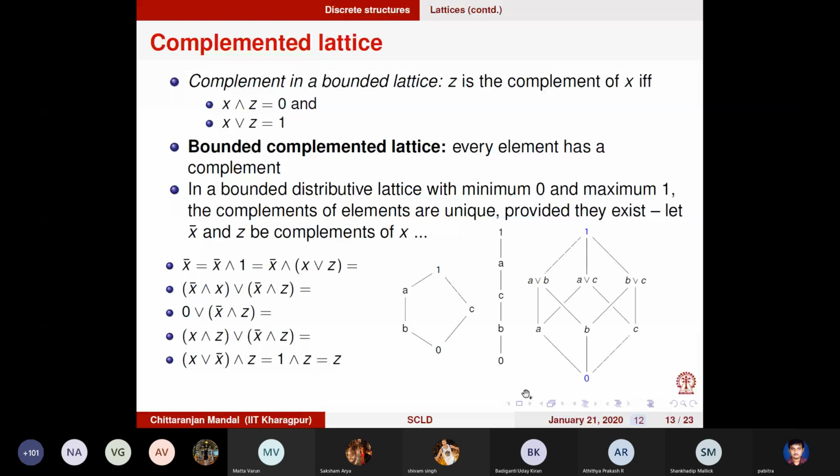Let's take this chain, let's say, what are the complements? What is the complement of A? You see one more thing, that one element might have multiple complements. No, I think they are unique. For a bounded lattice, they will be unique. Okay, so what is the complement of A? Let's take this example rather.